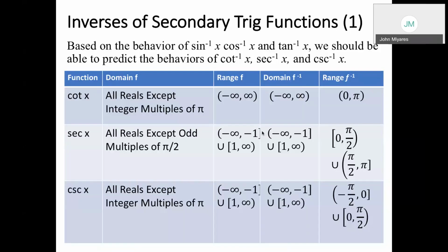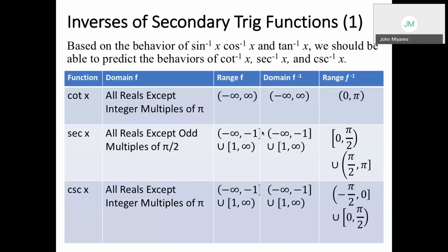Secant is going to behave somewhat like cosine. The range of secant, if you recall, is all real numbers not between negative 1 and 1. So the domain of the inverse secant is going to include only numbers greater than or equal to 1 or less than or equal to negative 1. The periodic asymptotes for the secant occur at odd multiples of pi over 2. So the range of the inverse cosine included angles between 0 and pi. So the inverse secant will have a range that will go between 0 and pi, but it will skip over pi over 2 to account for the asymptote there.